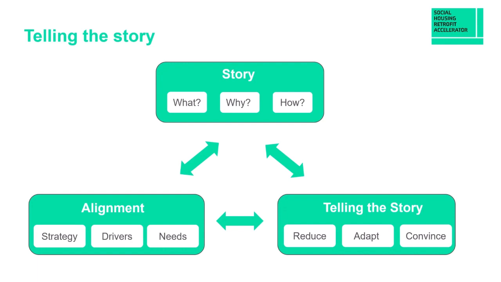And then once you have a story well aligned with the organization's goals and needs, you need to tell it effectively. And that's about reducing the complexity of your story, simplifying it, being able to adapt it to different audiences, and then using the story to convince. So you need to be able to tell the story quickly and efficiently to hit those high points. This project is about, it will deliver, it matters because. In order to deliver this project, we need to.